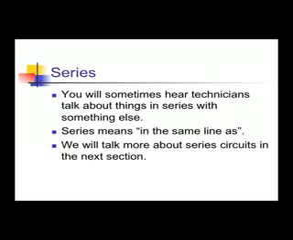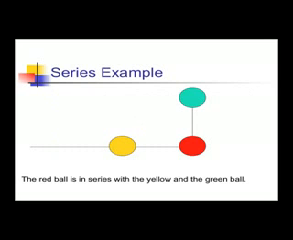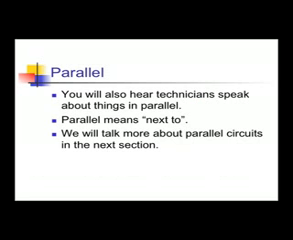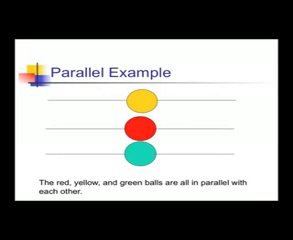There are several basic electronic rules you must understand prior to understanding what a meter is telling you. Most of the rules are based on voltage and resistance. Series: you will sometimes hear technicians talk about things in series with something else. Series means in the same line as. We're going to talk more about series circuits in the next section. This is an example of a series circuit. The red ball is in series with the yellow, which is in series with the green ball. There's one path, or one wire, that the electrons will go.